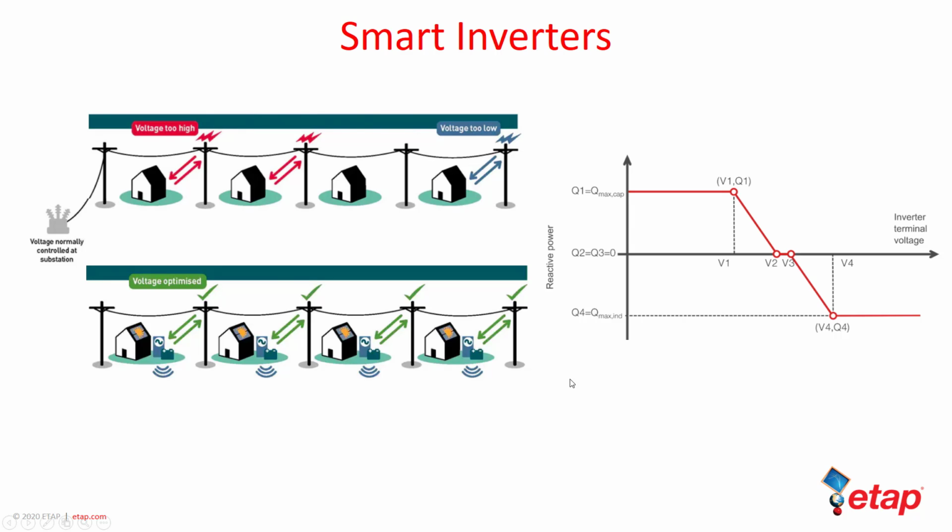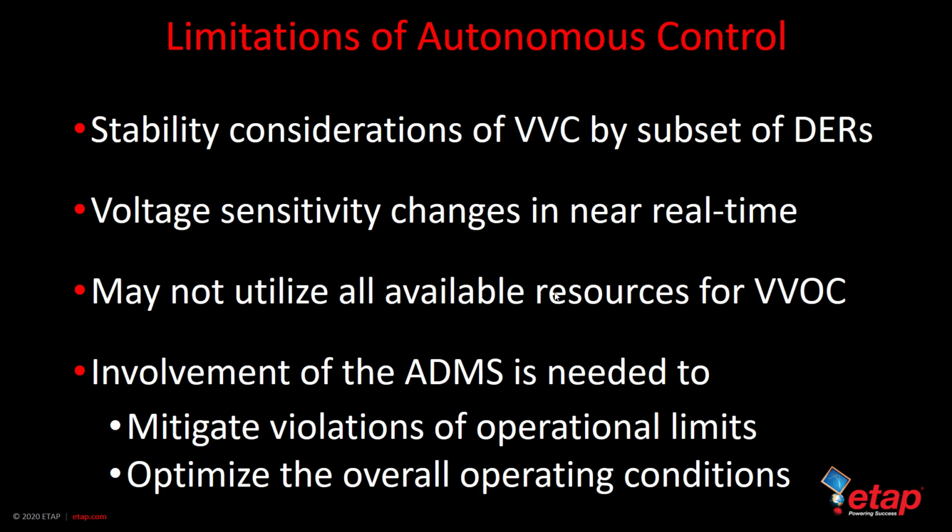to nominal values. This type of smart inverter control is also known as autonomous control, and it, however, has certain limitations, such as stability considerations and voltage sensitivity changes by using a subset of the DERs that are providing only, again, localized control to a particular feeder or a certain part of the feeder. By providing a subset of control, again, it is not an optimal volt-var optimization because it may not be utilizing all the available resources for providing optimal dispatch.